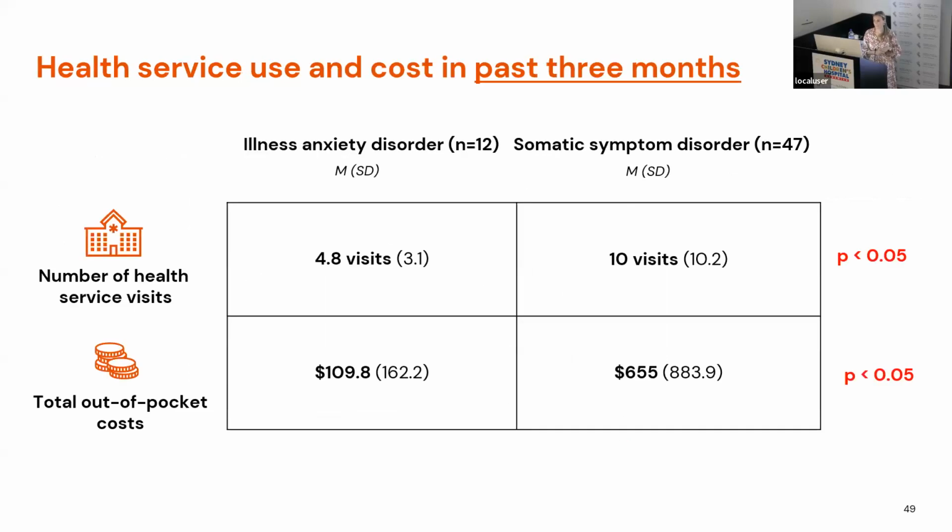We also asked our participants how frequently they used healthcare services in the past 3 months and how much they spent on these services in the past 3 months, and this excluded medical rebates. And what we found was that individuals with somatic symptom disorder visited health services significantly more and spent more out of their pockets than those with illness anxiety disorder.